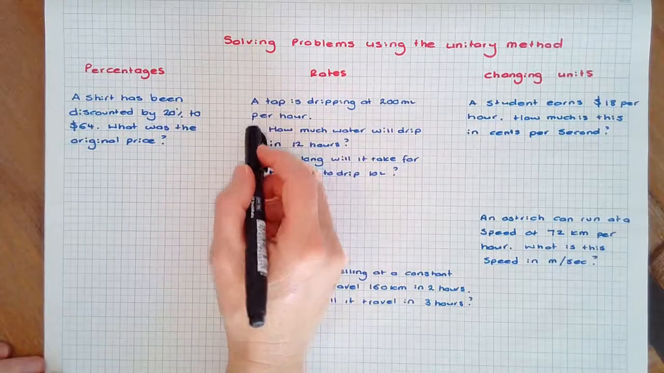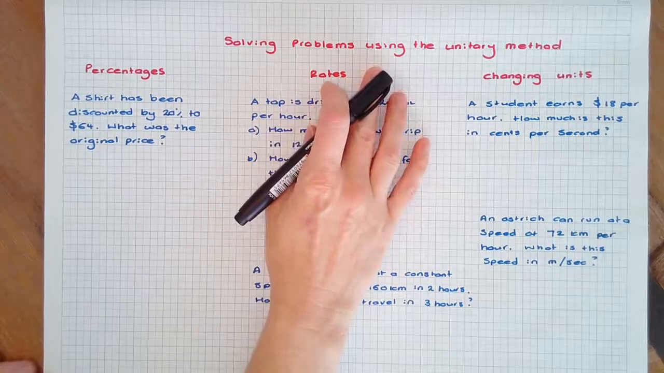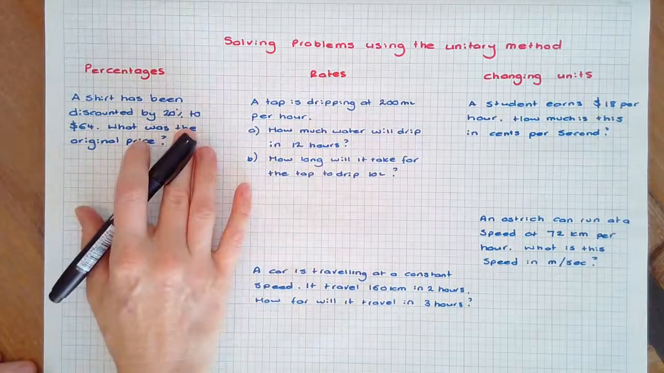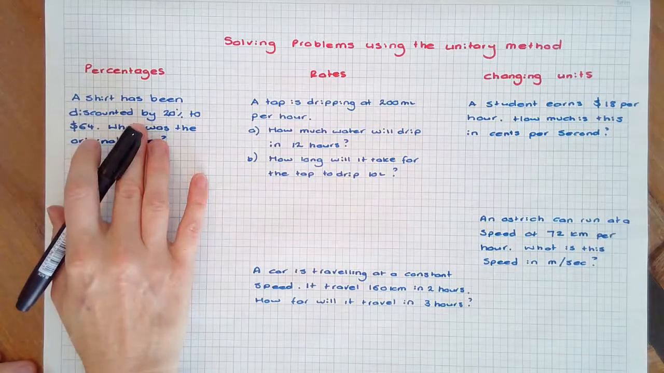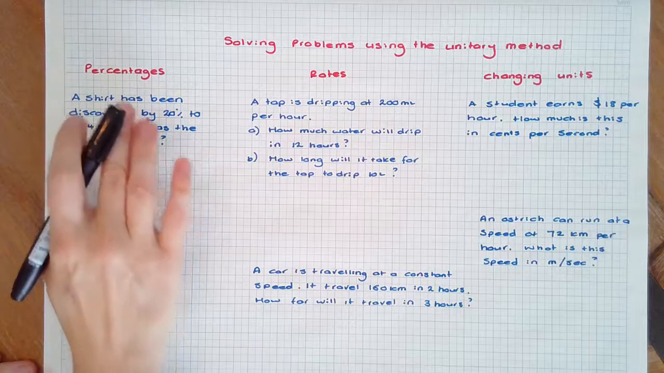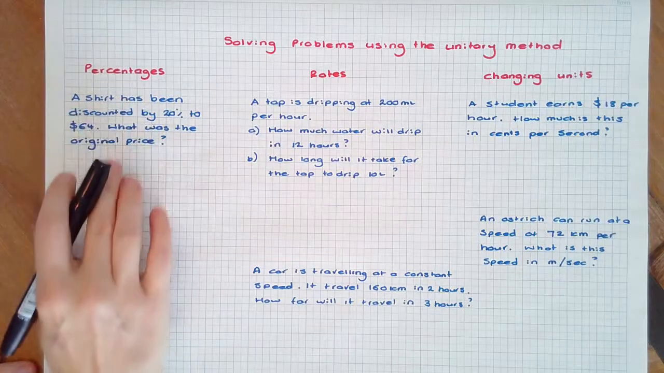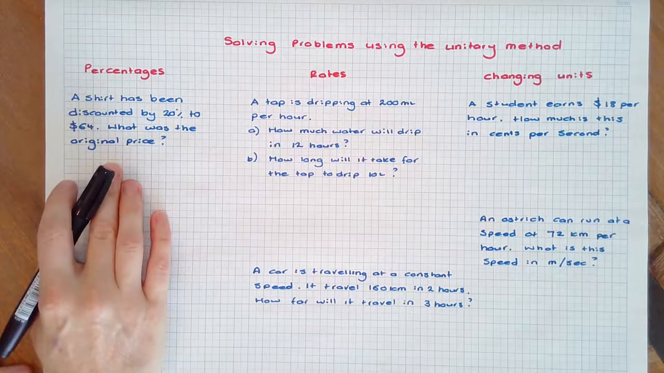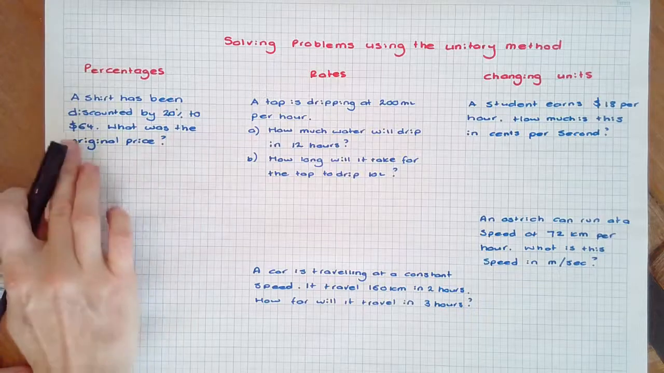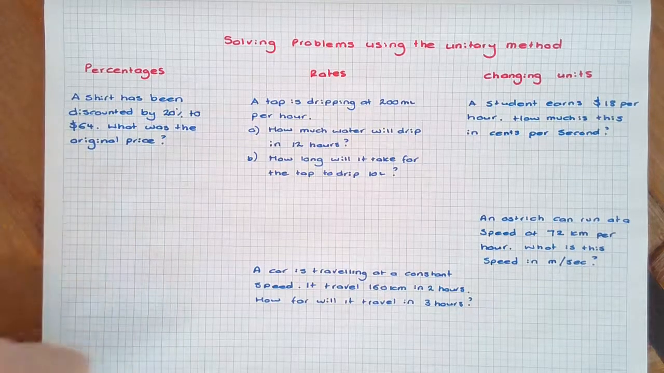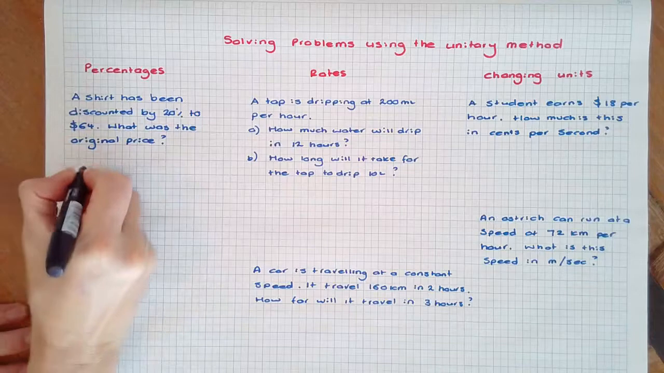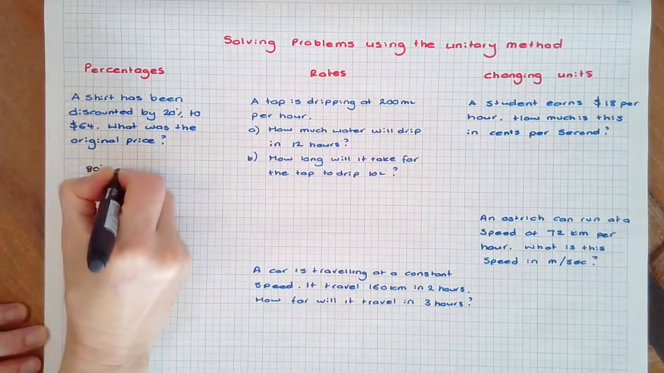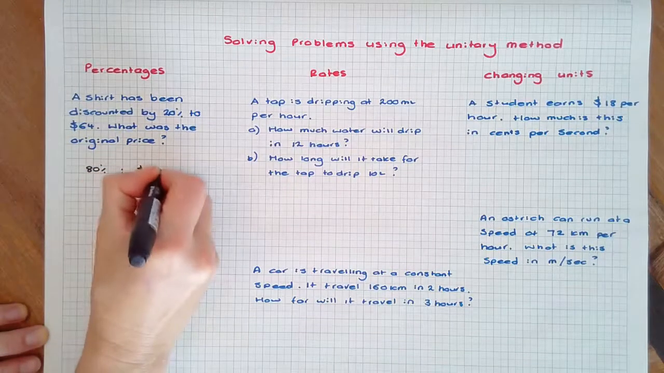In this video, we're going to look at solving problems using the unitary method. Many problems that reverse a previous operation can be solved quickly using the unitary method. For example, percentages. A shirt has been discounted by 20% to a discounted price of $64. What was the original price?